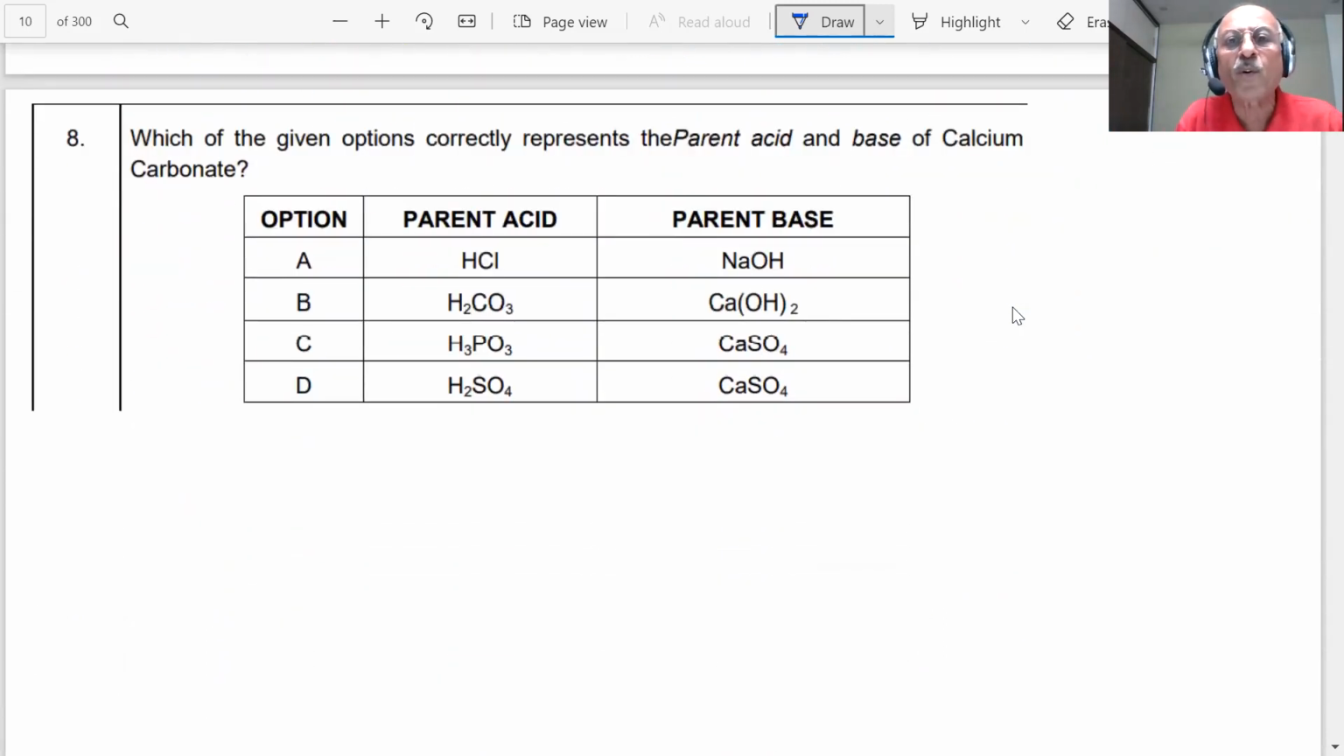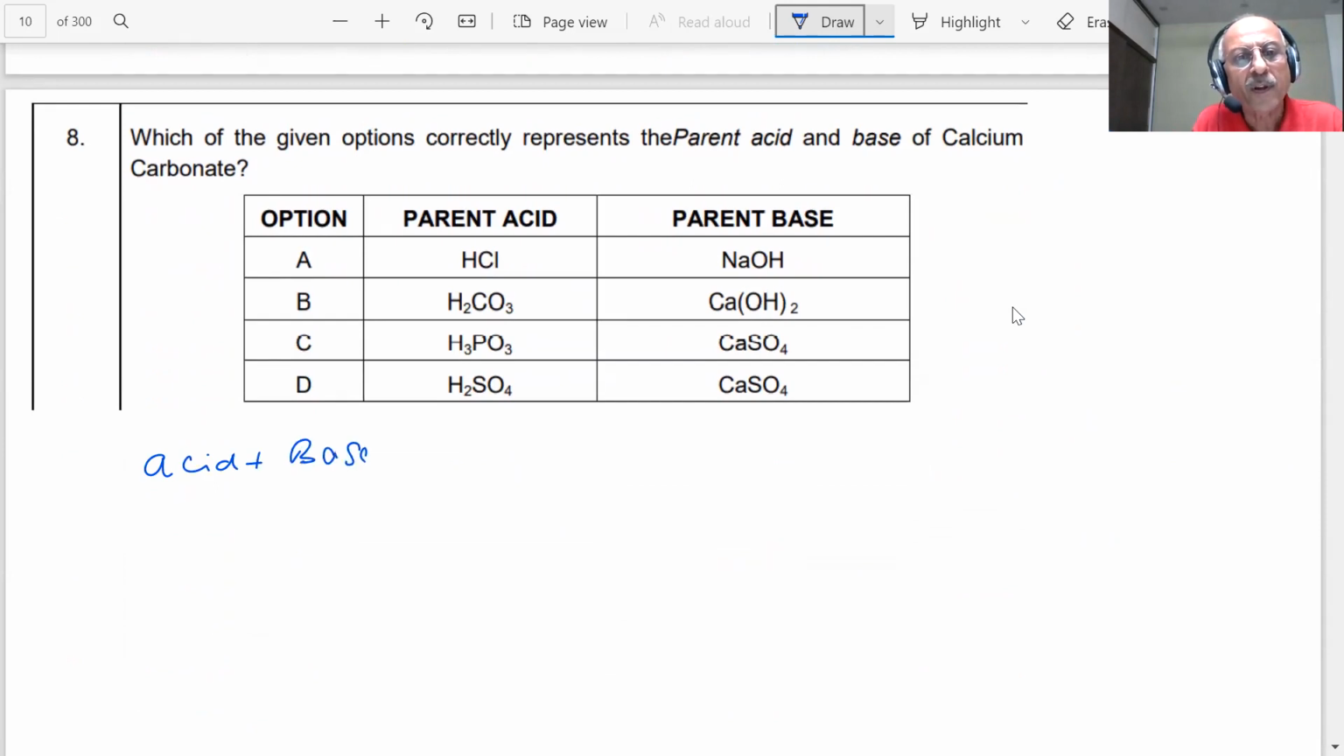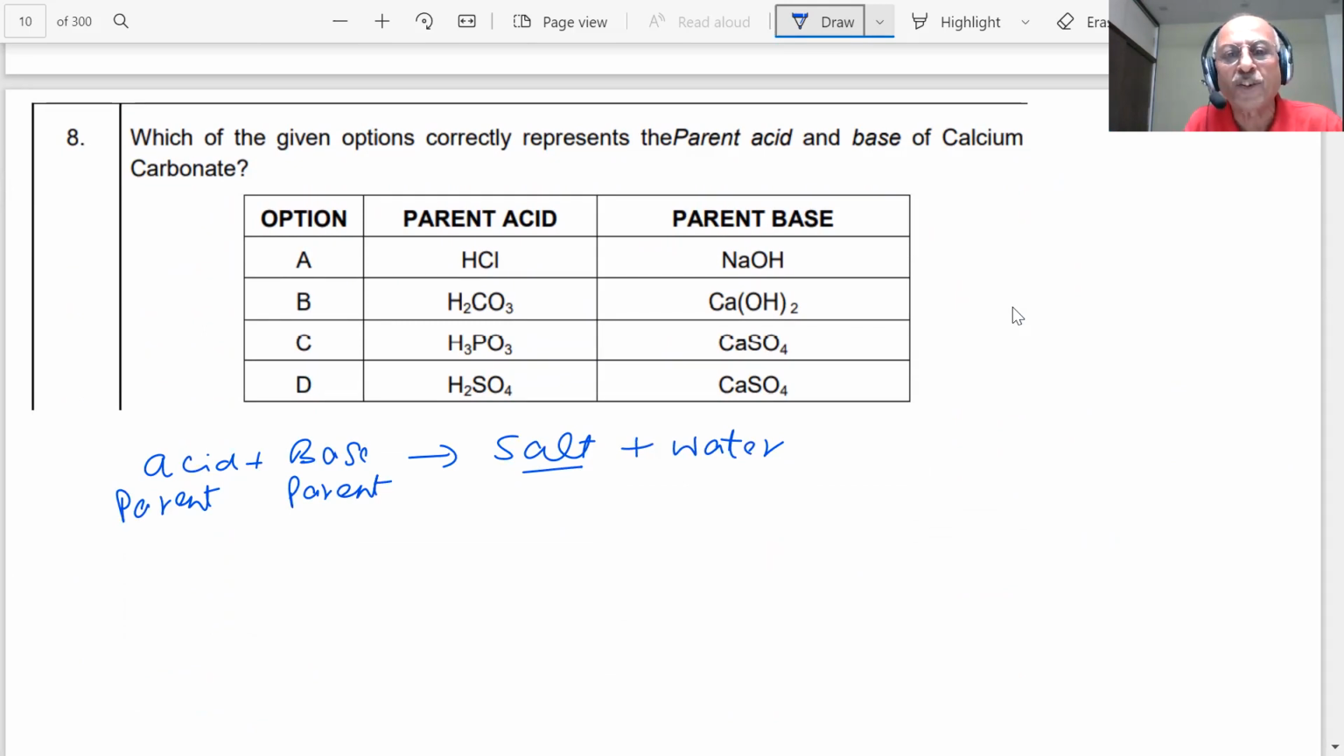Which of the given options correctly represents the parent acid and base of calcium carbonate? How is calcium carbonate formed? You know, acid plus base gives salt and water. So salt is produced from a parent acid and a parent base, student. So in this case, what is our salt? Calcium carbonate. You are forming CaCO3, student, plus H2O.